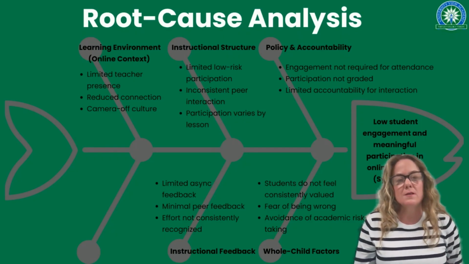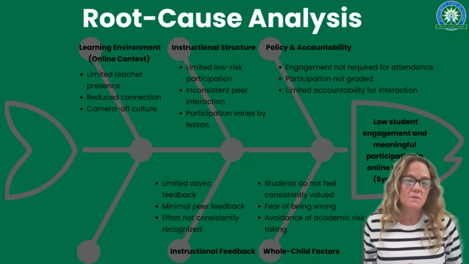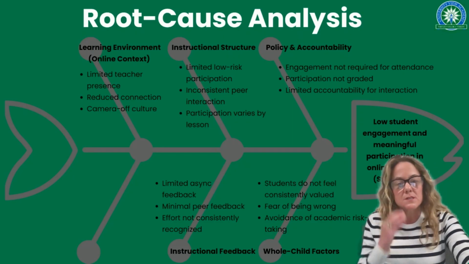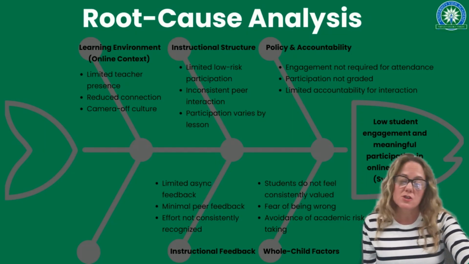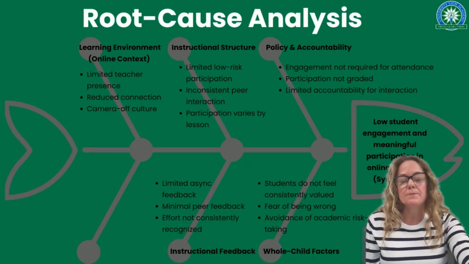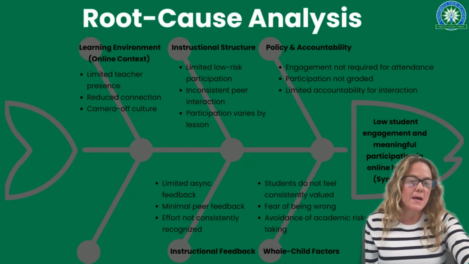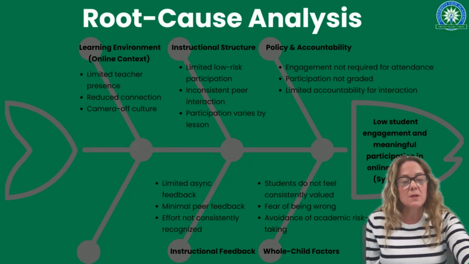So this root cause analysis shows that low engagement is not due to student motivation alone, but to system level factors including attendance policies, instructional structures, limited feedback loops, and whole child considerations. So these factors interact to reduce meaningful participation and increase reluctance for students to take those academic risks.